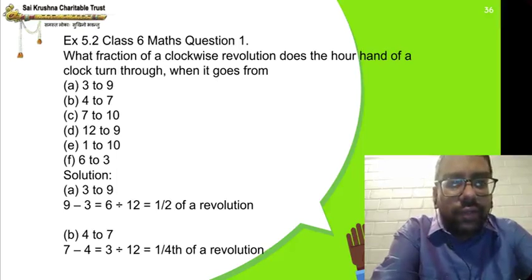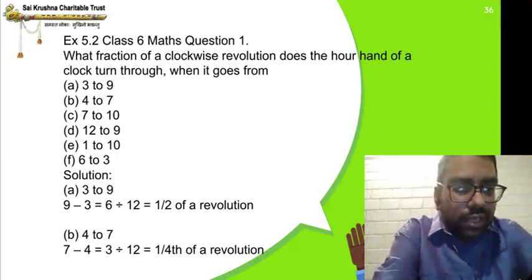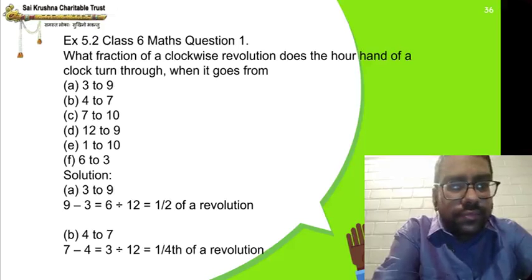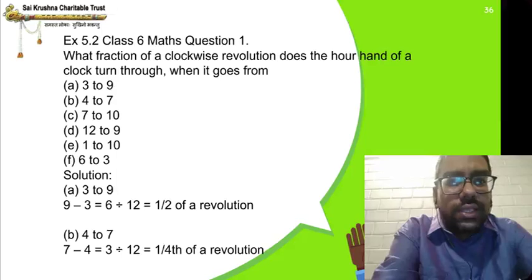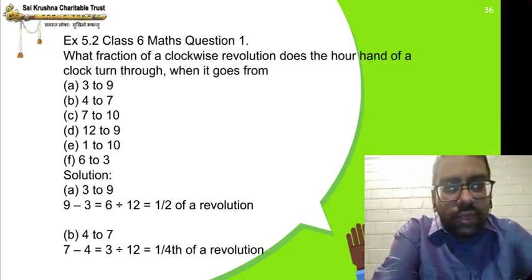4 to 7, 1/4 revolution, because for every 3 numbers, I told you, 1/4 revolution, one right angle. 7 to 10, 1/4 revolution. 12 to 9: 12 to 3, 1/4 revolution. 3 to 6, 1/4. 6 to 9, 1/4. So totally 3/4 revolution. 1 to 10: 1 to 3, 1/4 revolution. 3 to 6, 1/4 revolution. 6 to 9, 1/4 revolution. 6 to 3: 6 to 9, 1. 9 to 12, 1. 12 to 3. So totally 3/4 revolution. Or you can follow this method also.